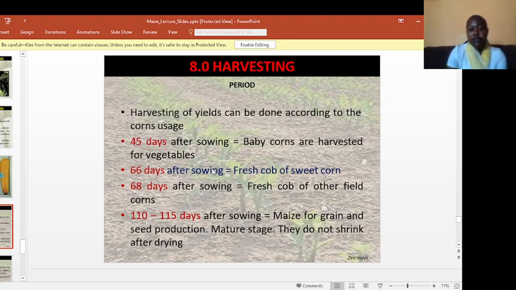66 days after sowing, fresh cooked sweet corn. 68 days after sowing, fresh crop of other field crops. 110 to 115 days after sowing for maize, for grain and seed production. Mature state, they do not shrink after drying.